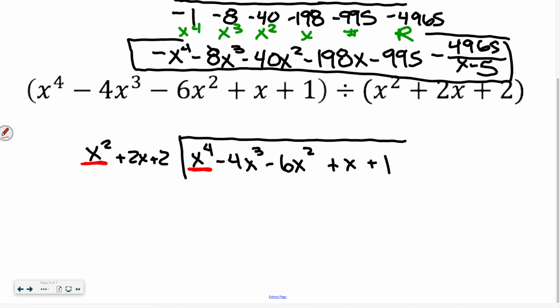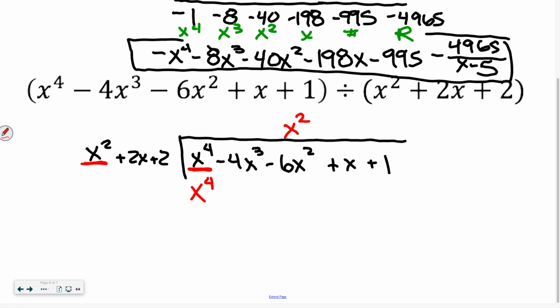So my first term is going to be in this third column for my x squared, because it goes under where it was. All the x squareds need to be in that same column, right? So it's very organized. That's how you know when you're done. And then what do I do with that x squared? You times it by the divisor. Yep. So x squared times x squared, x to the fourth.